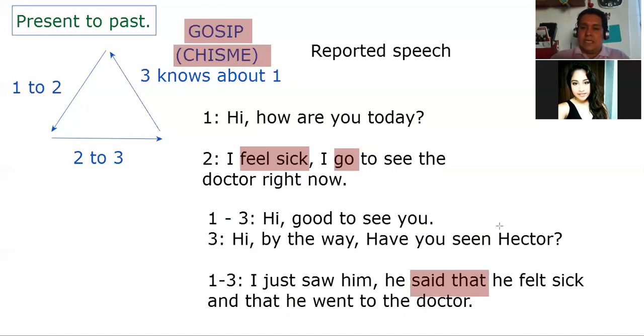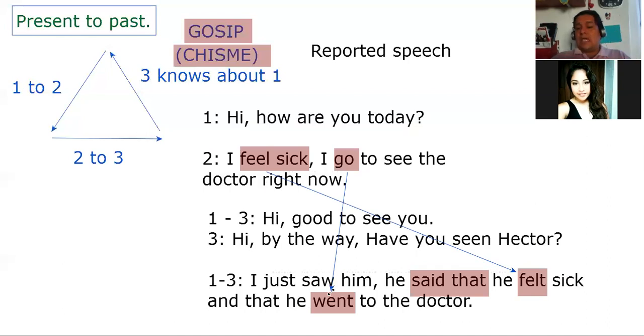And you see, he felt sick. The verb changed from present to past, and that he went to the doctor. So as you can see right here, this is reported speech. This is what we do. He said, I feel sick. It changes to felt sick. And when he said, I go to see the doctor, he went to see the doctor.